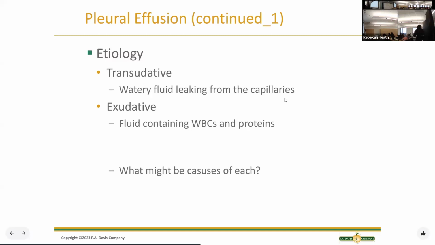So exudative is usually infection, whereas the transudative is just that serous fluid. Why would you have transudative? I kind of gave you the answer with exudative being infection. What might cause transudative? Why would there be fluid leaking out from their cells?